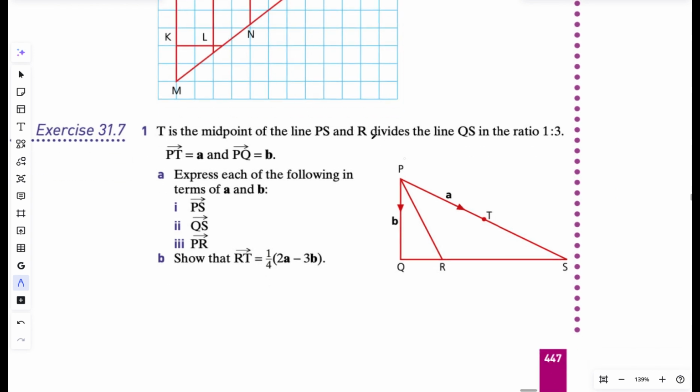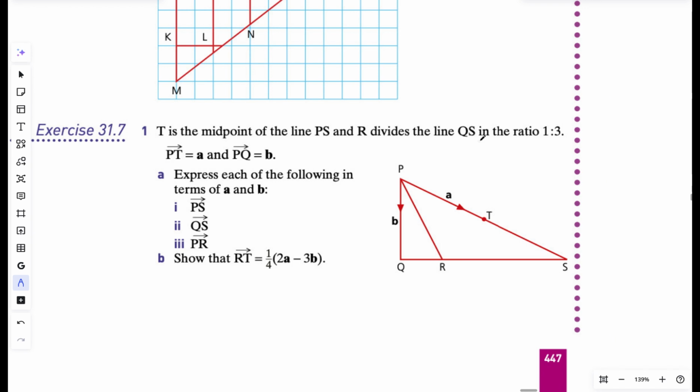Okay, this vector, T is the midpoint of line PS. Look at PS. T is the midpoint of line PS. And R divides the line QS, not equally, but this one is equally. Is that okay? So this is equally, but this one is not equally.